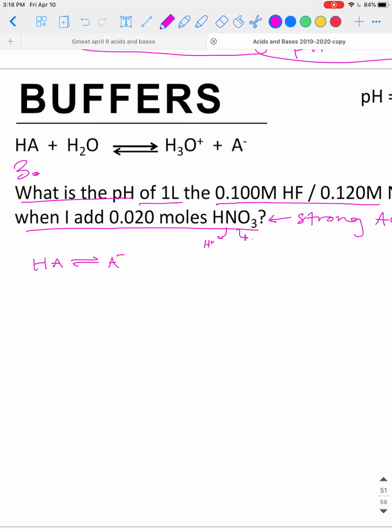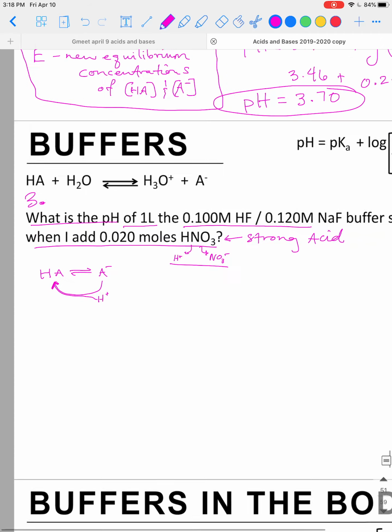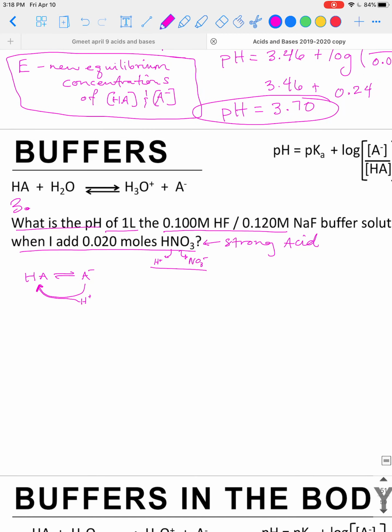Well, HNO3 is going to dissociate into H plus and NO3 minus, because that's what strong acids do. So if we add H plus, remember this is coming from HNO3, the conjugate base is going to see that and say, I don't want you to mess with pH, so it's going to scoop it up, and together, when they combine, you're making more of your weak acid. So that's how the buffer system will respond.